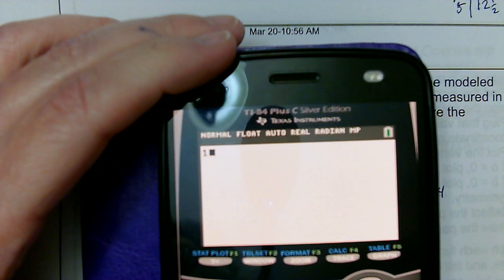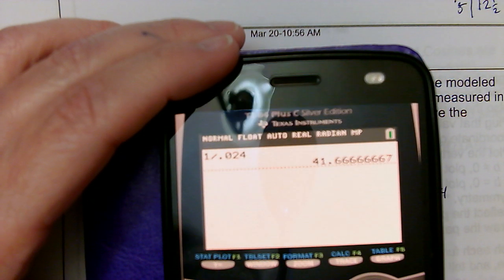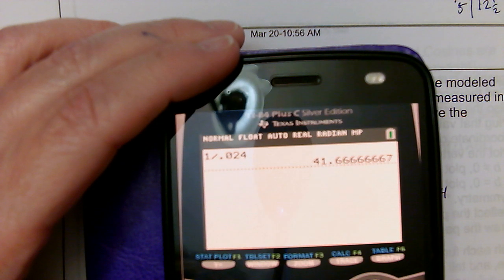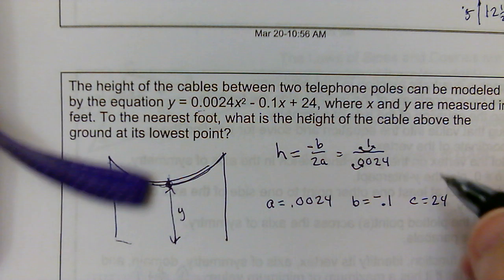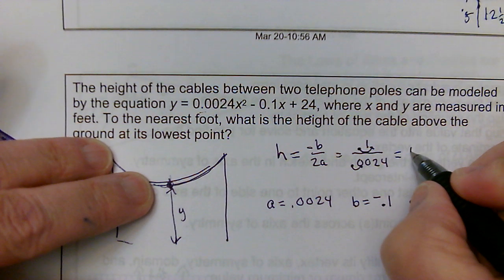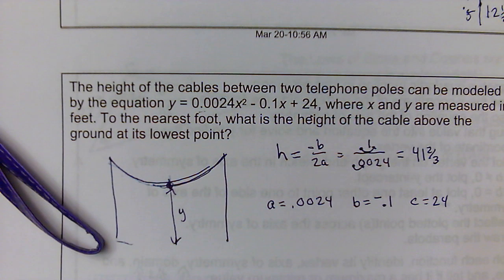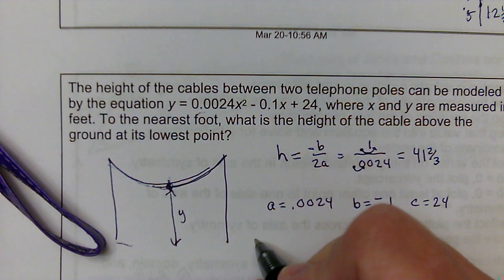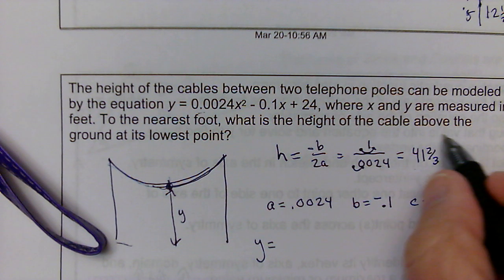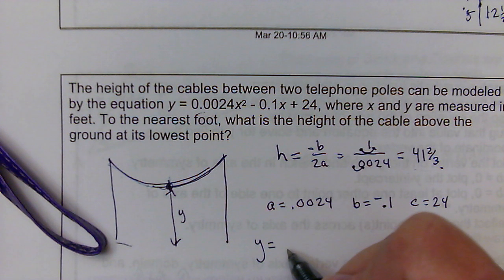So 1 divided by 0.024 is 41.666666667, which is actually 41 2/3. Now we want to find the y-coordinate. We want to find the height. So what we need to do is take our equation and we need to substitute 41 2/3 in for x.